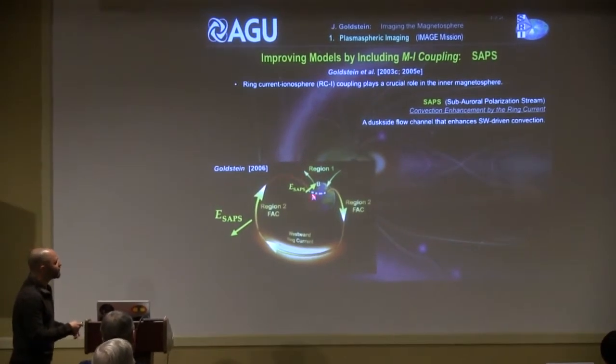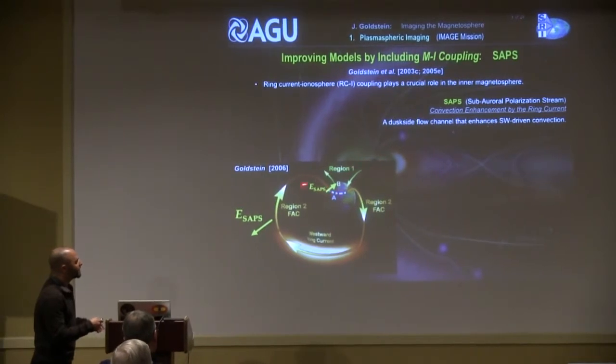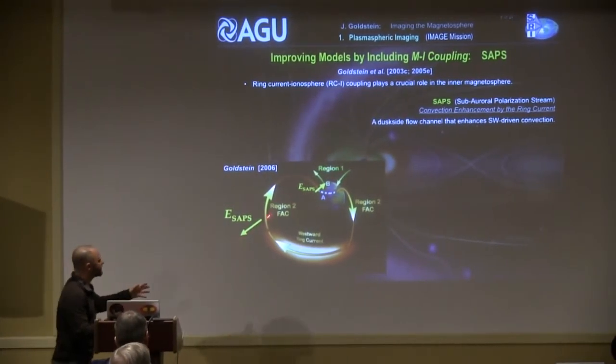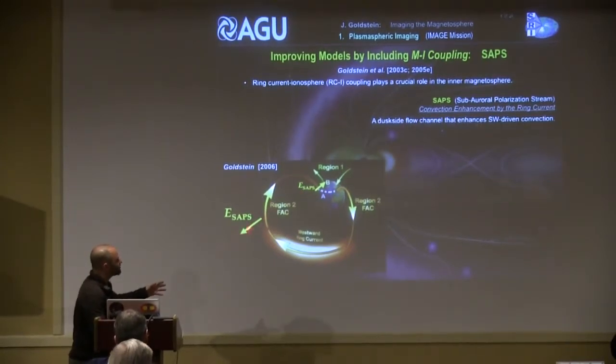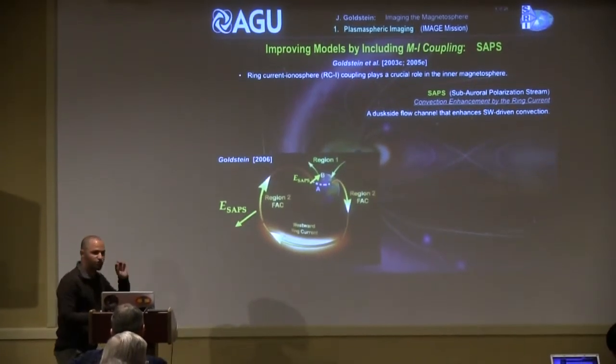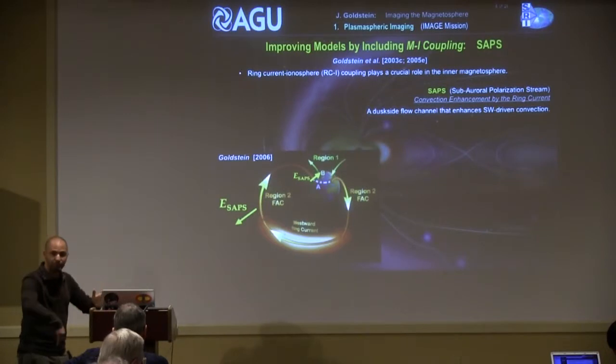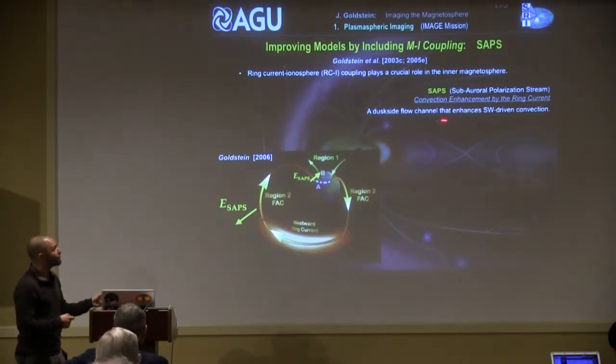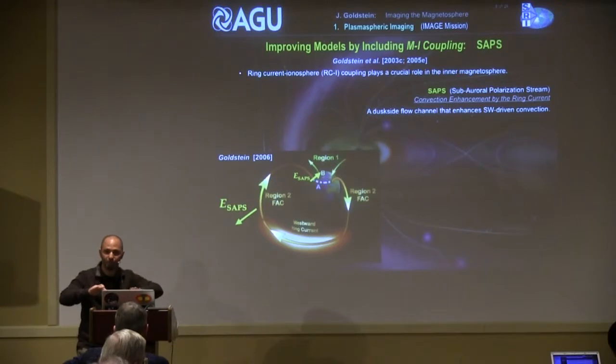And you've got the region 2 current system coupling to the ionosphere, and its connecting with the region 1 current system produces a more or less radially pointed electric field. It's strongest on the dusk side, although it extends around to all local times. So to zero order, you're looking at a dusk side westward flow channel that enhances the solar wind-driven convection.